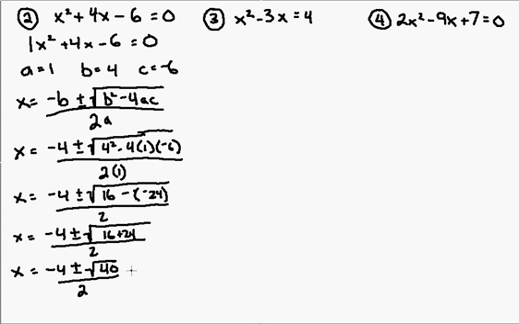And so we basically come into two answers here. We have negative 4 plus the square root of 40 over 2, and negative 4 minus the square root of 40 over 2. Going negative 4 plus the square root of 40 and dividing that by 2, we get a positive 1.16. Negative 4 minus the square root of 40 over 2 is going to be approximately negative 5.16. So those would be our two answers right there for number 2.